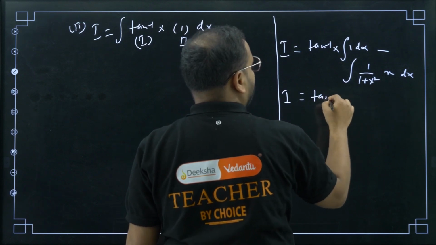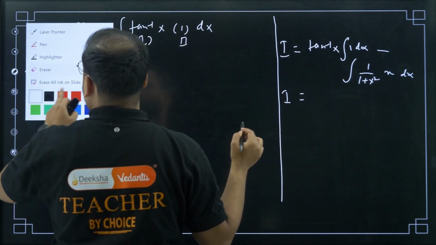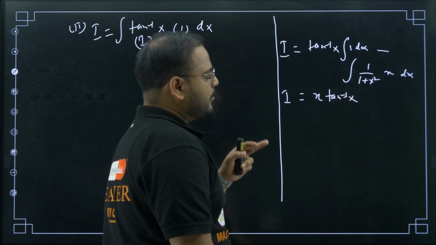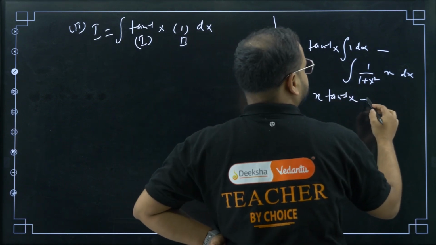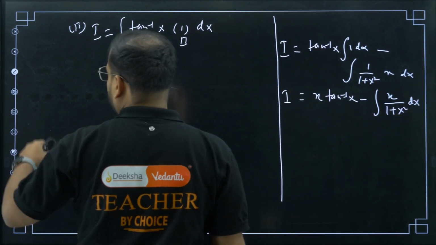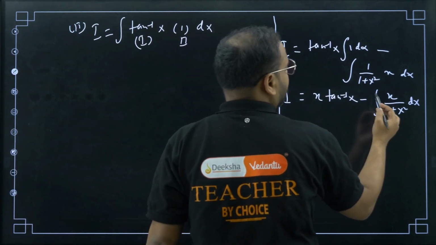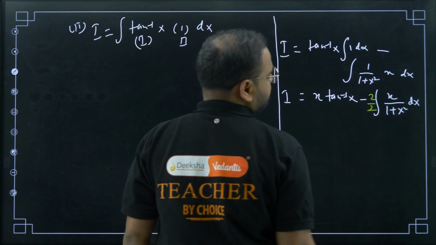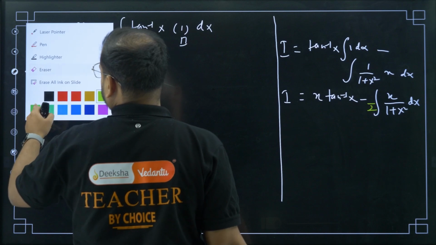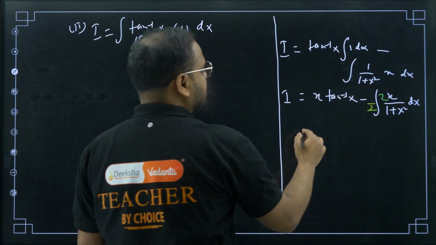Please have a look. I equals tan inverse of x. I can write x first. So I get x tan inverse of x. And what is this going to be? I get this as minus x upon 1 plus x square dx. Now do one thing. Multiply 2 over here, and 2 over here. Basically, what I'm trying to say is take the 2 inside. 2 and 2 you multiply. What is going to happen? 2 and 2 will cancel.